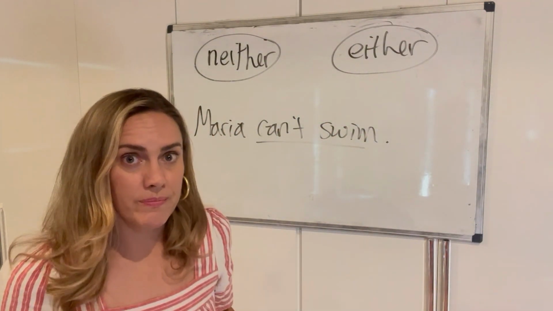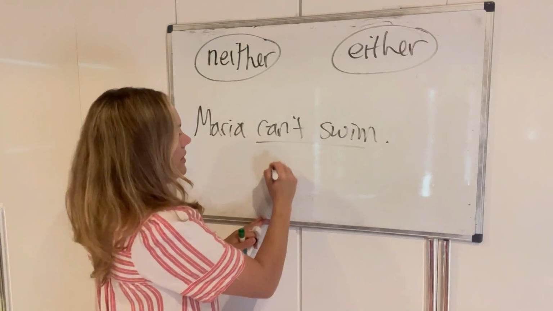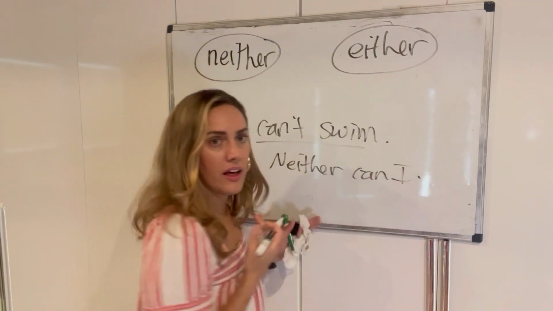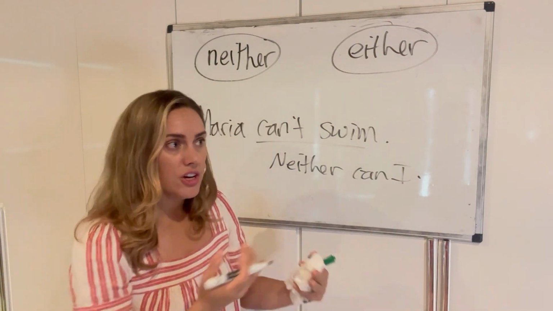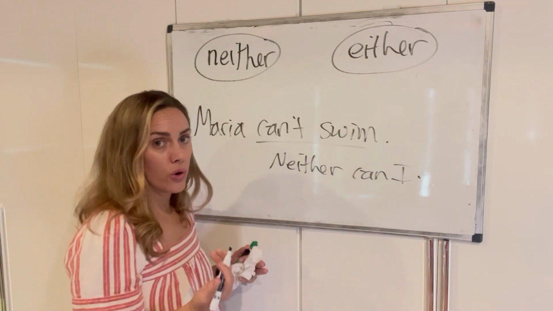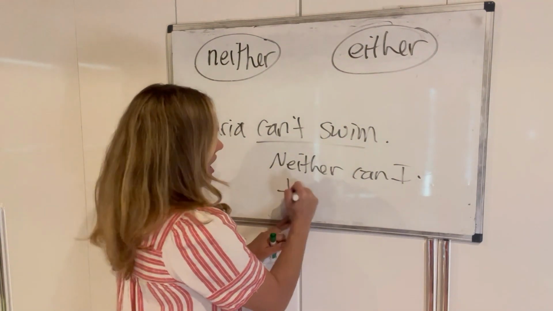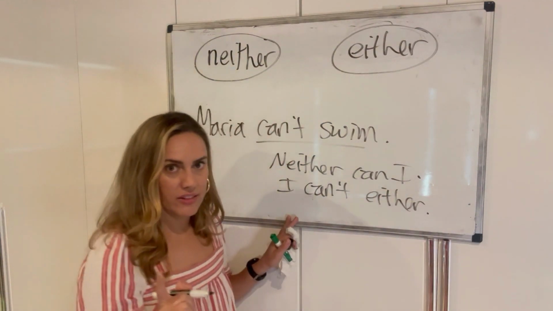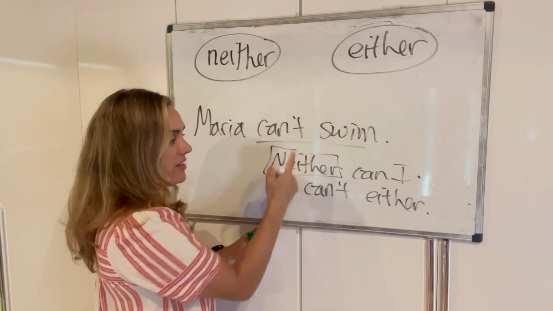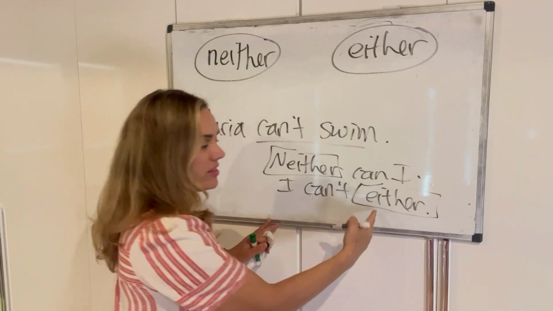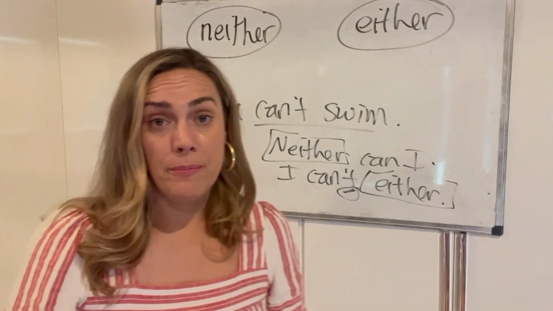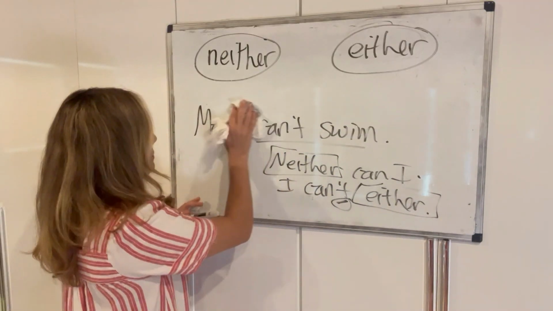Maria can't swim. Oh, neither can I. We have that in common. She can't, I can't. Or I can say, I can't either. Remember, you can start with neither or you can end with either, but the verb has to be negative. All right, let's look at one more example.